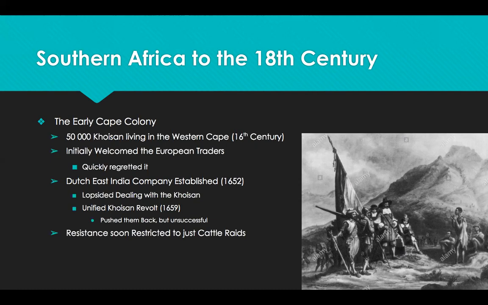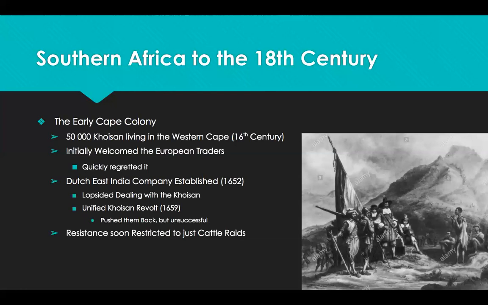Now, the Europeans were there at the time. The Dutch East India Company, led by Jan van Riebeeck, established shop in 1652, right, when they founded a small permanent settlement in 1652. And the idea here was to establish a monopoly in trading with the Khoisan and hope that this would regularize the meat trade with the Khoisan and so keep prices down.